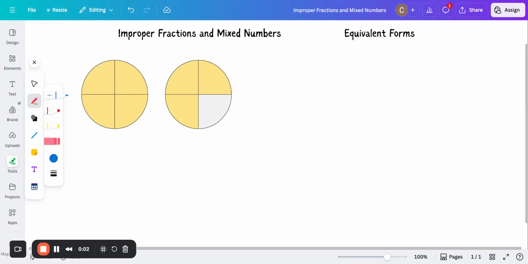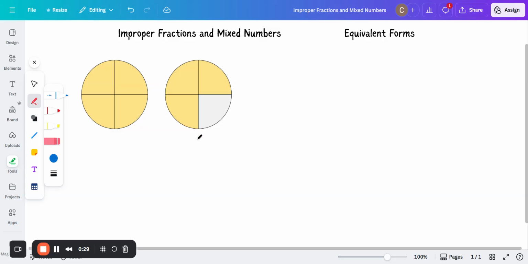In math, a lot of times we have what's called equivalent forms, and we have different ways of writing quantities that represent the same amount. And so on the screen right now, you can see that I have two circles. Both of them are broken into fourths. The one circle is completely shaded in and represents a whole.